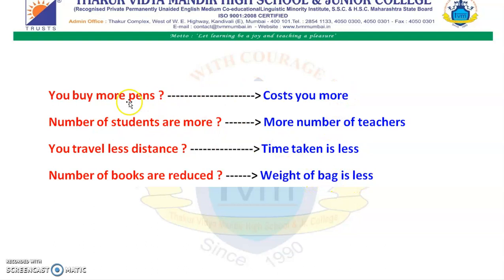You can see in these examples, if we are purchasing more pens, the more it will cost, which means the more we have to pay. If the pens are less, the cost will also be less. This means if one thing is increasing, the other also increases. If one thing decreases, the other also decreases.